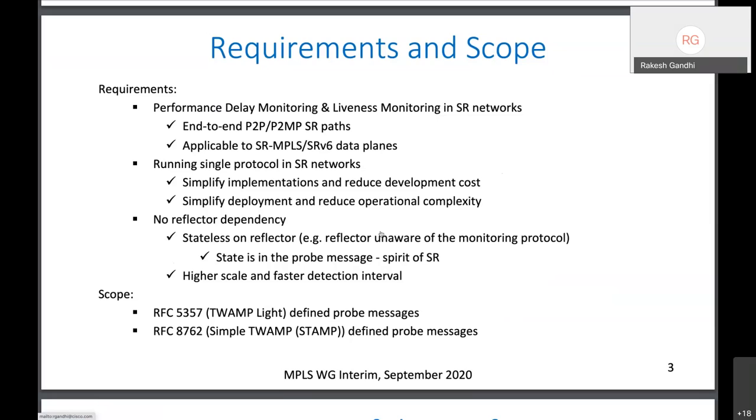So the scope of this draft is using existing probe messages defined in RFC 5357 and 8762 for the TWAMP protocol. Having said that, it's applicable to any user-defined messages as well, because it's limited to what the querier sends and the querier understands. Next slide, please.